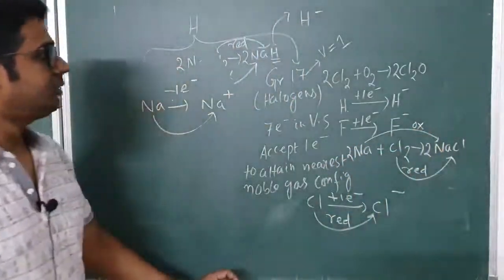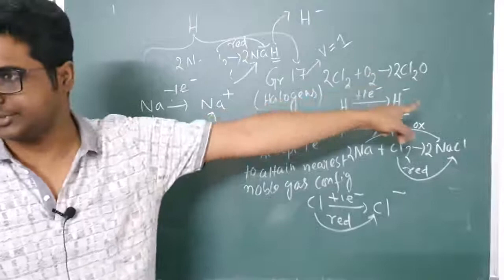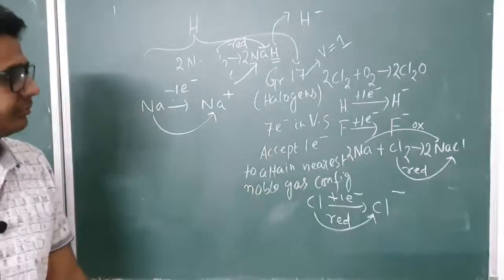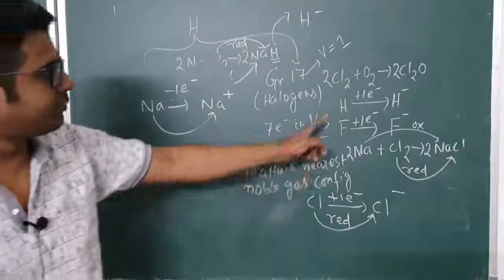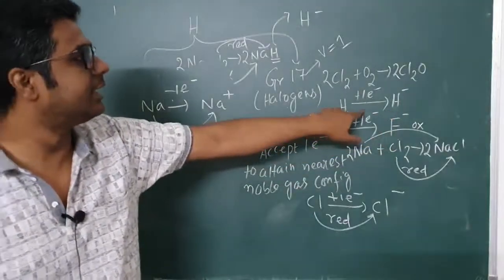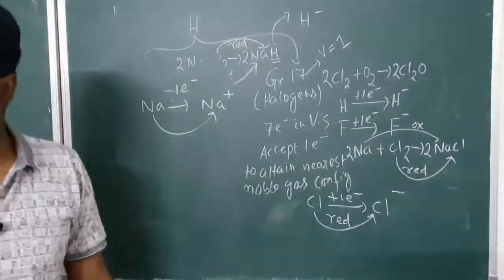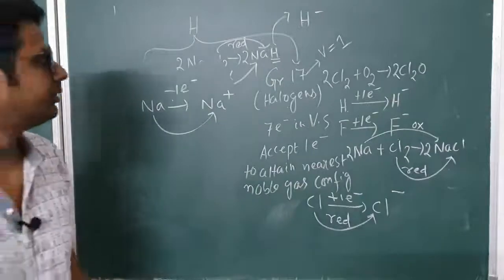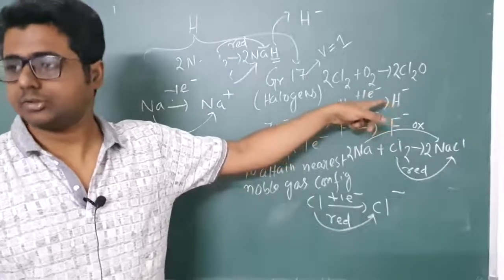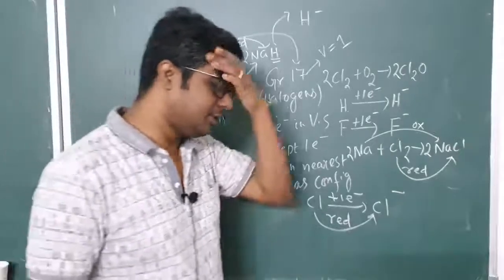So see, when hydrogen is forming hydrides, it is acting as what kind of agent? See this equation. First say whether hydrogen is reduced or oxidized. Reduced, so it will oxidize others. So write down: when hydrogen forms hydrides, it will act as an oxidizing agent.